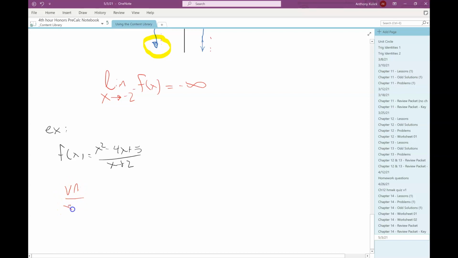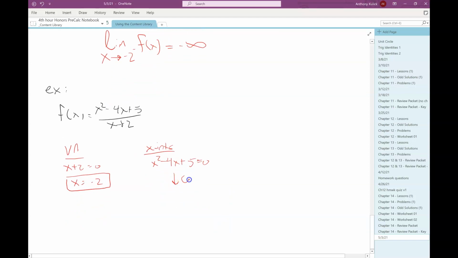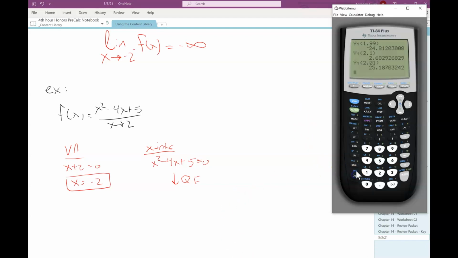So to find my vertical asymptotes, I just take the denominator and set it equal to 0. To find my zeros or x-intercepts, then I'm going to take the numerator and set it equal to 0. If that doesn't factor, though, how am I going to solve that? Do the quadratic formula, right? That's just a quadratic that's equal to 0. You guys agree?